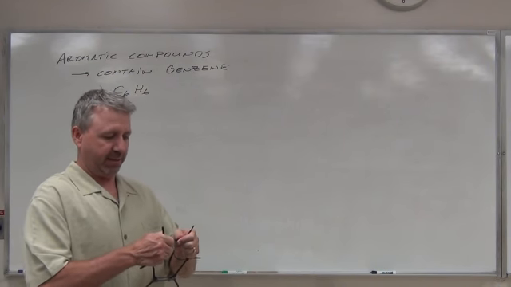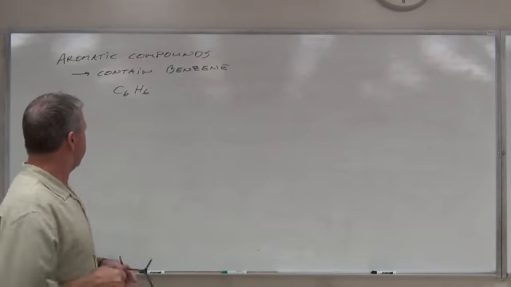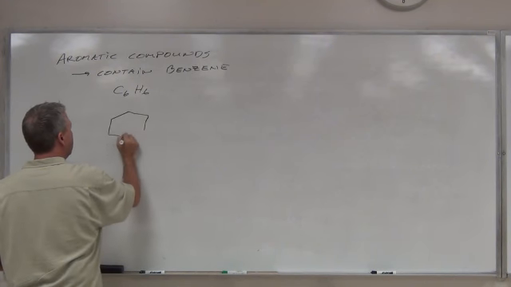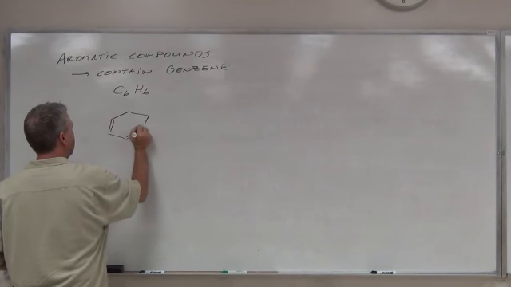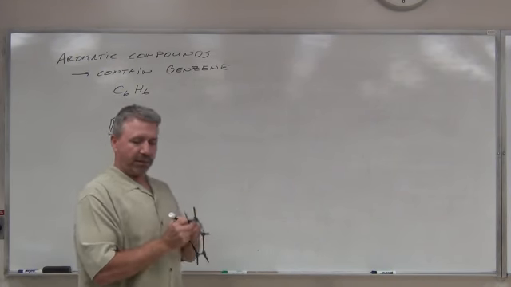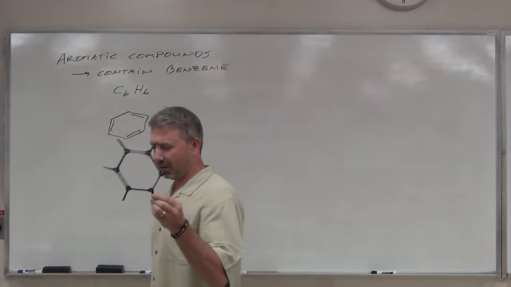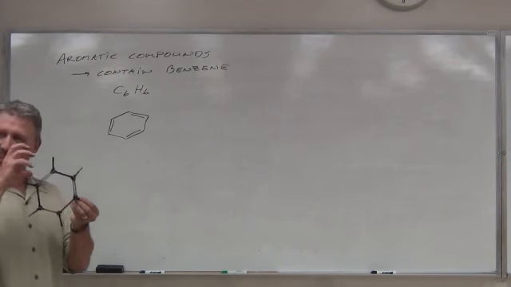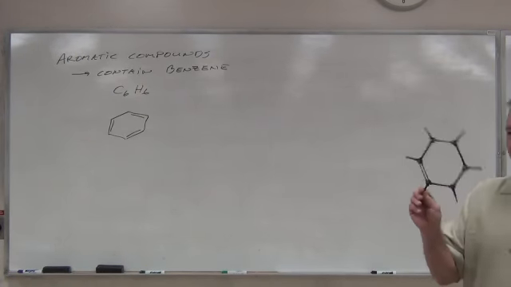This is benzene right here. It's alternating carbon-carbon single and carbon-carbon double bonds. Its structure was discovered by a guy named Kekulé, and it is said that he had a dream the night before of a snake eating its tail, and that's how he came up with the structure. Okay, I don't know if drugs were involved.